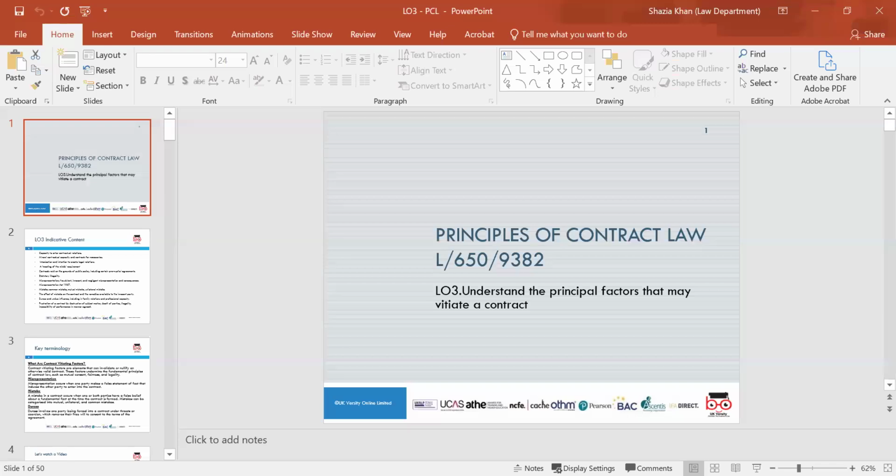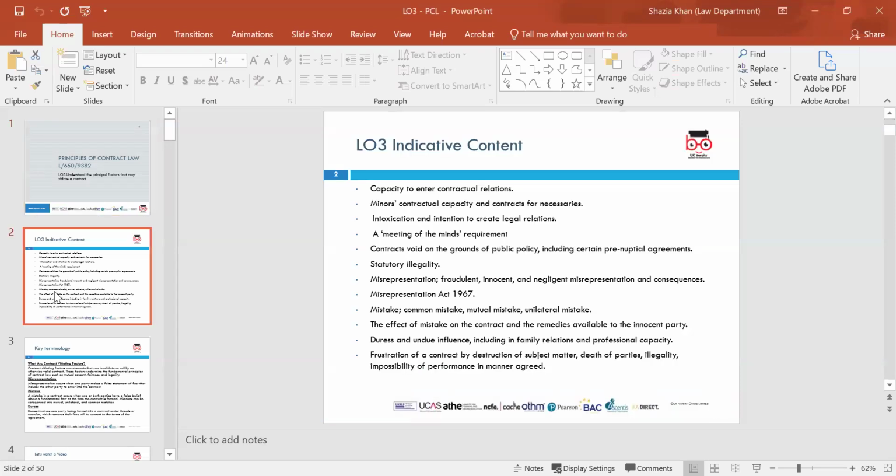Now we're going to move on to Learning Outcome 3, which is today's session, and that will be on understanding the principal factors that vitiate a contract. So the indicative content is to look at capacity to enter into contractual relations. We look at minors, contractual capacity and contracts for necessaries.